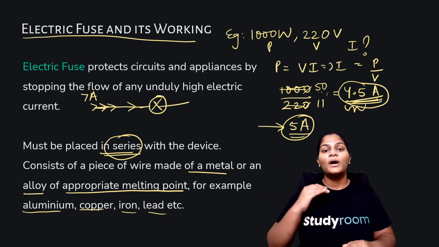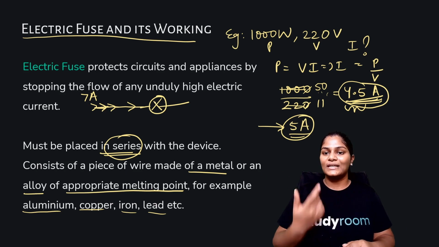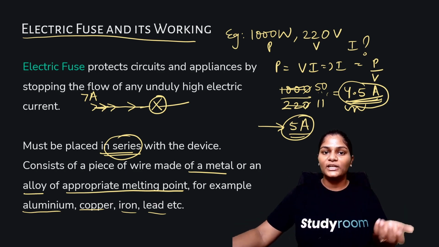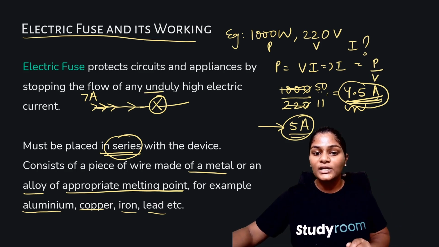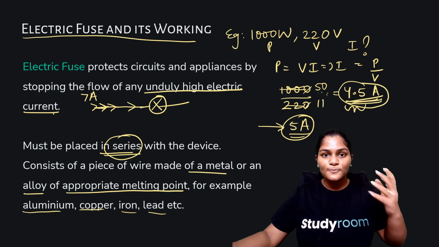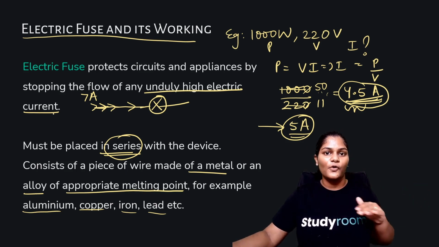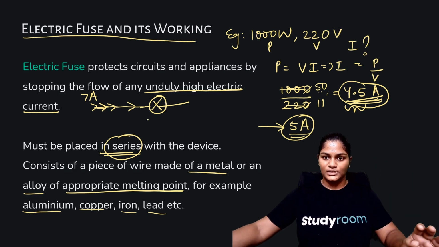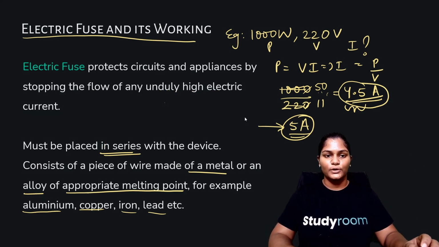Okay, so I hope the concept of fuse is clear to you now. The fuse basically breaks the circuit to protect your appliances from an unduly high electric current. What does unduly mean? That it is not supposed to actually happen. It is not planned for. It just happens due to some reason. There is a hike in the current. Okay, great. Let's move on.